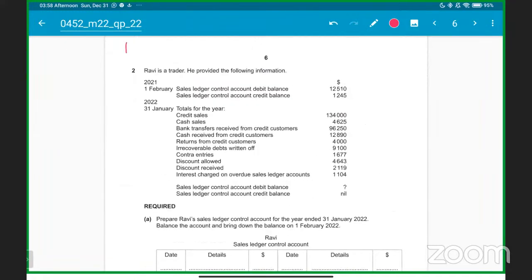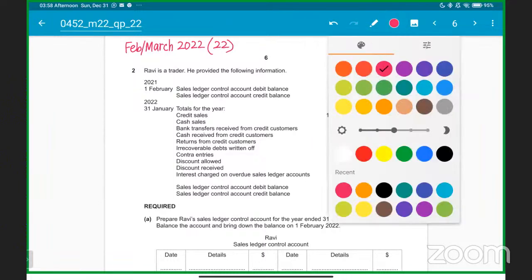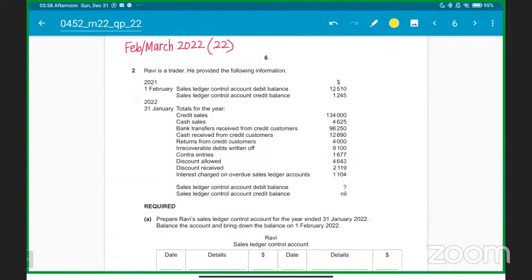So it's basically February, March 2022 and paper 2 variant 2. Is everyone following? Everyone getting it, guys? Clear? So the first thing is all about the format that I've already shared with you guys. So we'll take help from the format plus learn the concepts as well.